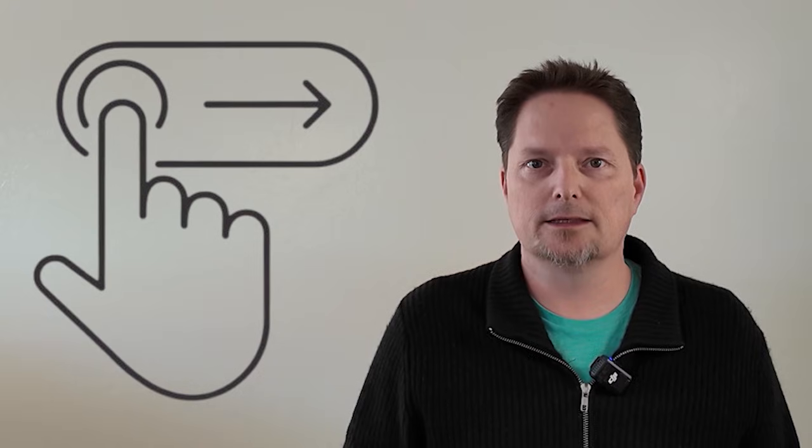Let's practice. Did he swipe right? That's right, he swiped right. And now he went the other way. He swiped left. Let's practice. Did he swipe left? That's right, he swiped left.